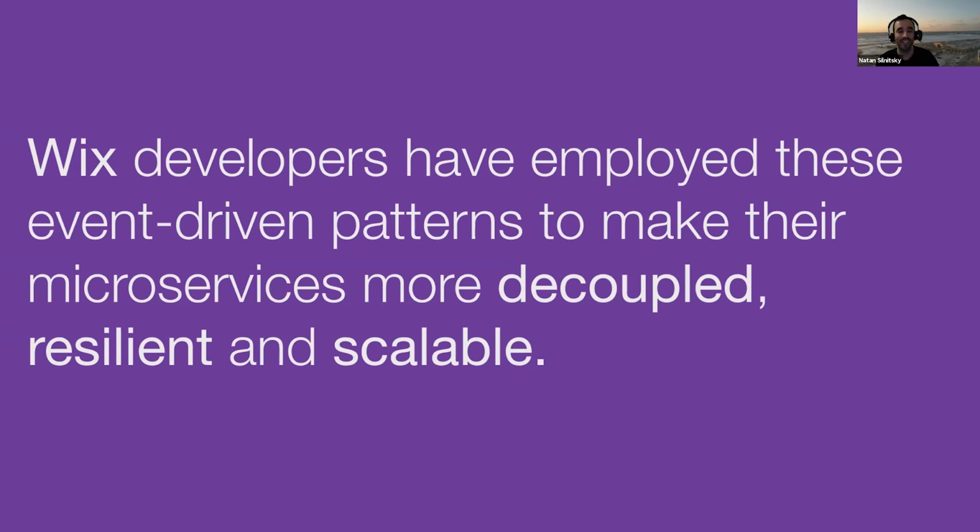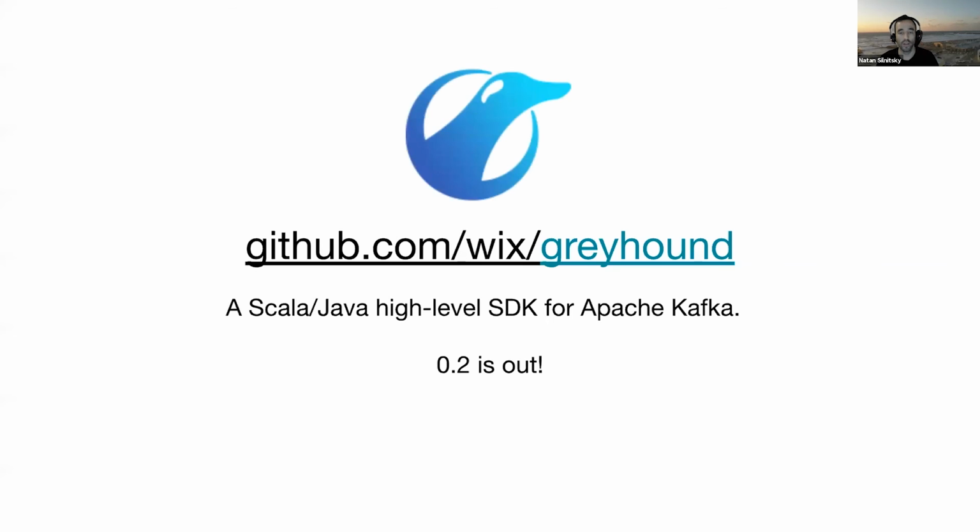Don't worry about it. So just to summarize, Wix developers have employed all these event-driven patterns to make their microservices more decoupled, more resilient, and more scalable, in order to have a mature distributed system that is deployed globally and is safe to operate. And you can also check out our great high-level SDK for Kafka if you're using the JVM, which is called Greyhound. It has a lot of cool features for performance improvements and resilience improvements. It's really great. I really hope that you check it out.